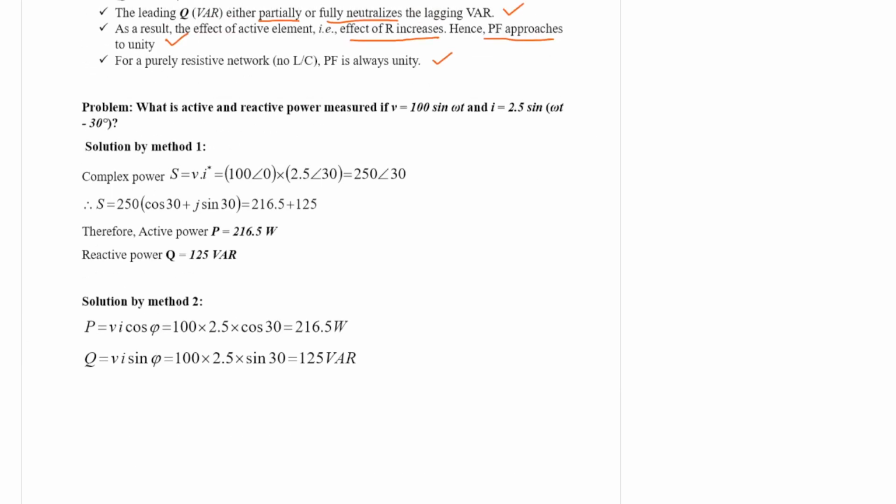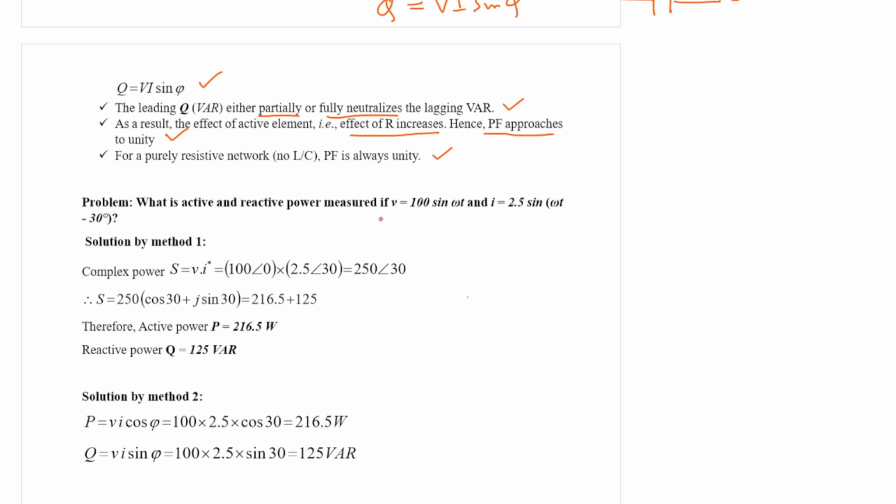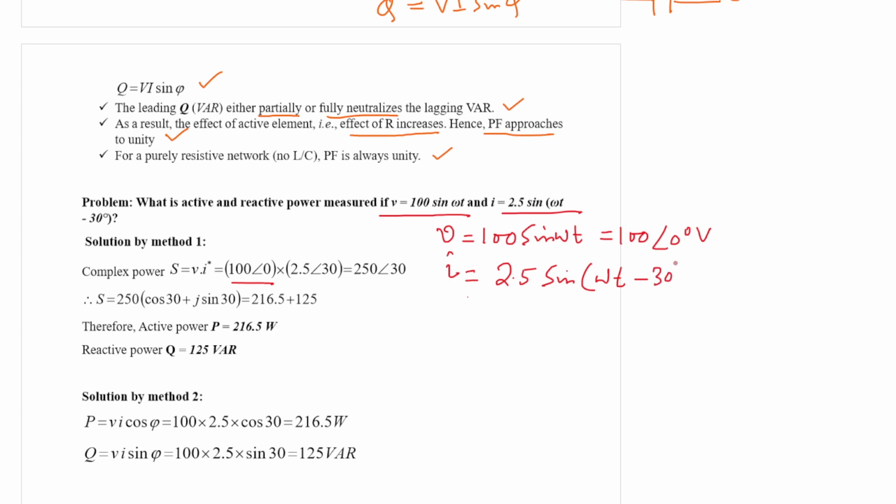Let us consider this problem. We have V equal to 100 sine omega t, so it is written as 100 angle 0 degree. And current is given as 2.5 sine (omega t minus 30 degree), so it is written as 2.5 angle minus 30 degree amps. So we need to measure active and reactive power.